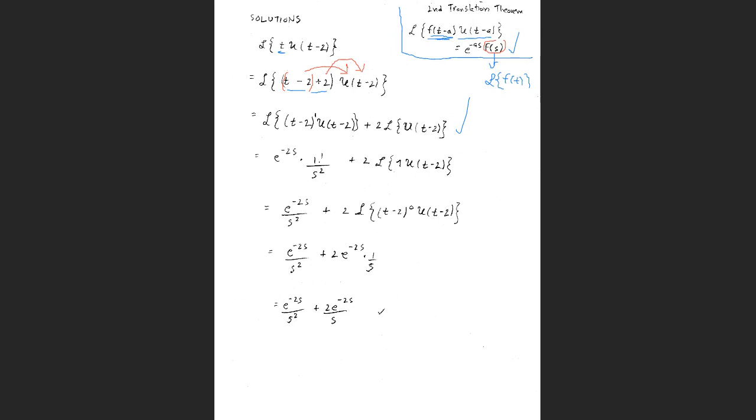What do you mean by distribute? Well, I'm taking t minus 2 and multiplying it by the unit step function. That gets me this here. And then I'm taking 2 and I'm distributing it on the unit step function, and that gets me all this. And then the Laplace transform of the sum is the sum of the Laplace transforms.